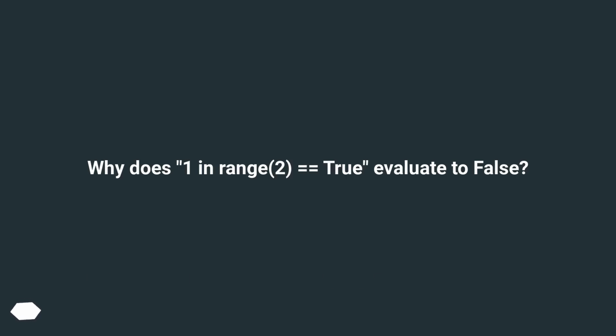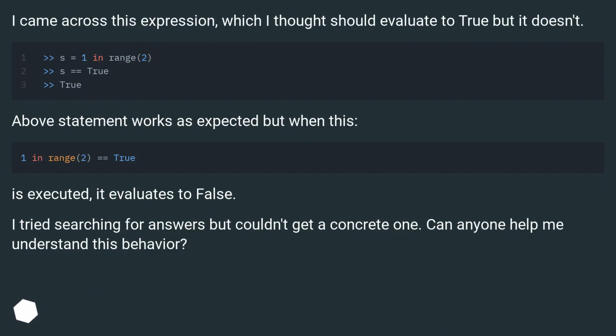Why does 1 in range(2) == True evaluate to False? I came across this expression, which I thought should evaluate to True, but it doesn't. The above statement works as expected, but when this is executed, it evaluates to False.